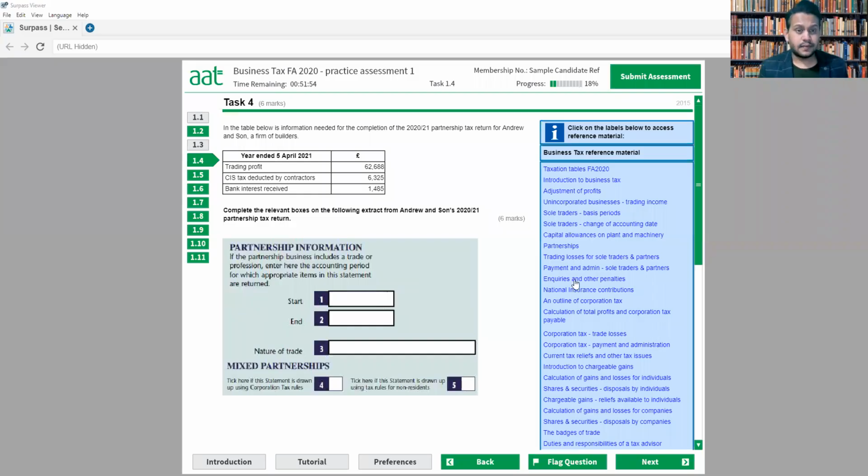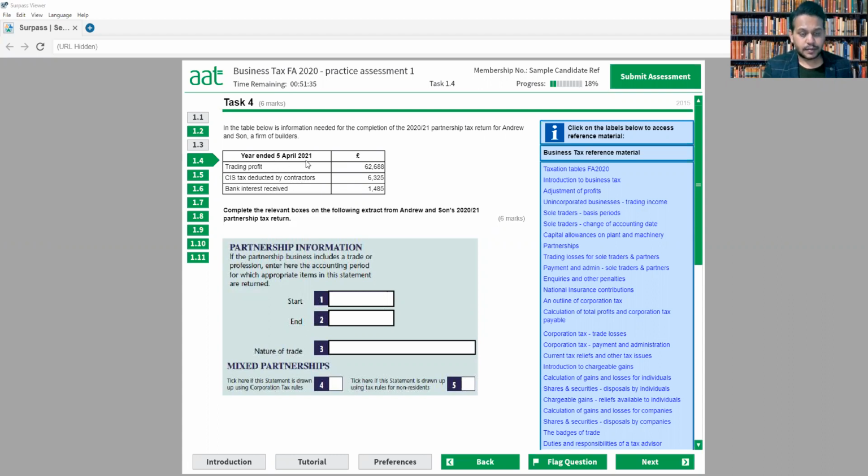Next question I have from the partnership. Let's have a look what information we have here. It says in the table below is the information needed for the completion of the 2021 partnership tax return for Andrew and Son, a firm of builders. So they're the building company. So builders.